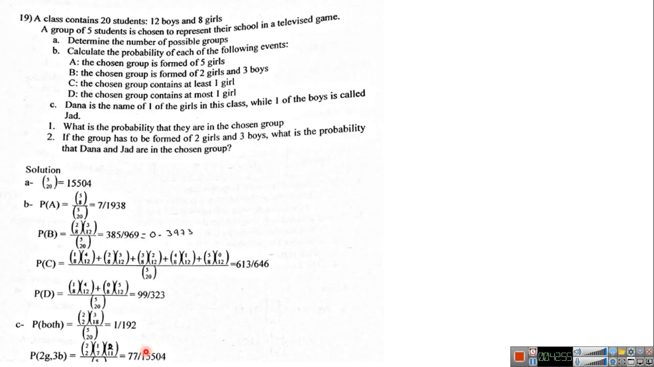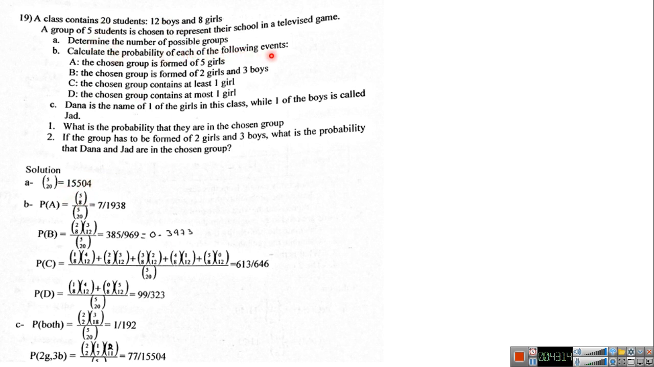Number 19. A class consists of 20 students, 12 boys and 8 girls. We need to pick 5 students. Determine the number of possible outcomes. This is not probability. Possible outcomes, don't forget, it's a combination. So it's 5 out of 20.